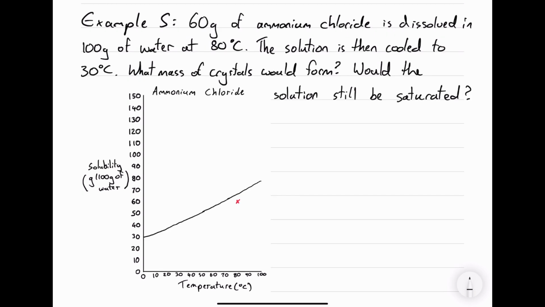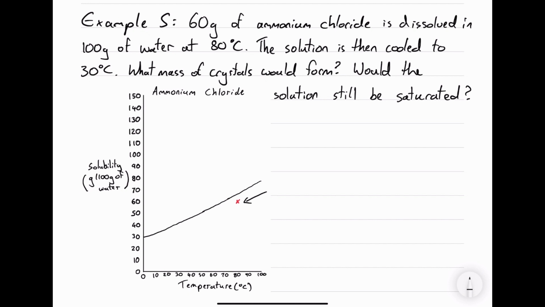For our last example, 60 grams of ammonium chloride is dissolved in 100 grams of water at 80 degrees Celsius. The solution is then cooled to 30 degrees Celsius. What mass of crystals would form? Would the solution still be saturated? So I've shown on the graph a red X to show the current mass of ammonium chloride dissolved in 100 grams of water at 80 degrees Celsius.